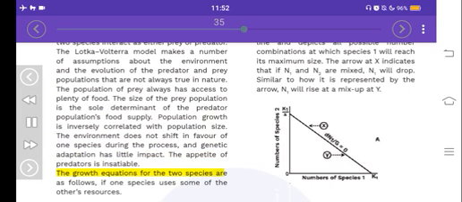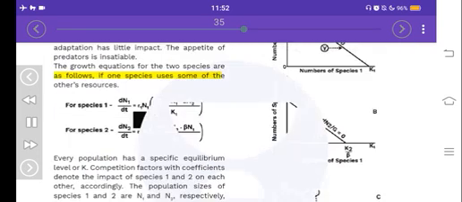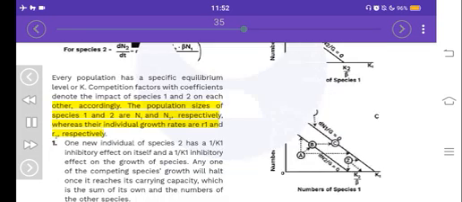The growth equations for the two species are as follows: if one species uses some of the other's resources, the population sizes of species 1 and 2 are n1 and n2. The population has a specific equilibrium level, or carrying capacity K, and competition factors with coefficients denote the impact of species 1 and 2 on each other, accordingly. Their individual growth rates are r1 and r2, respectively.